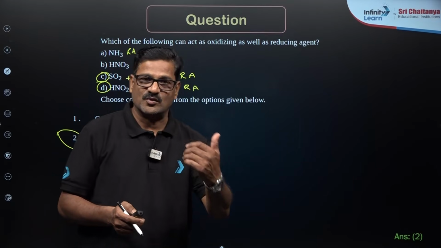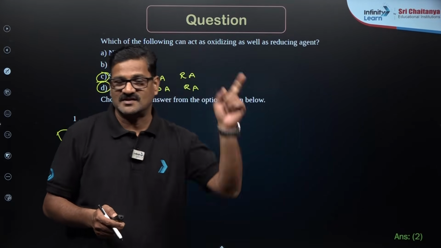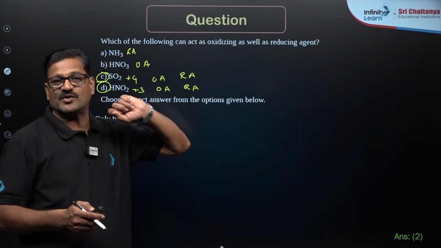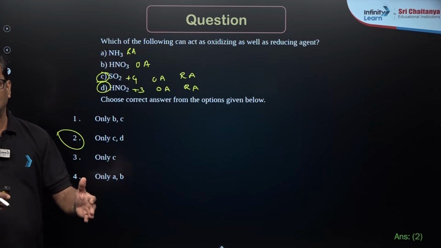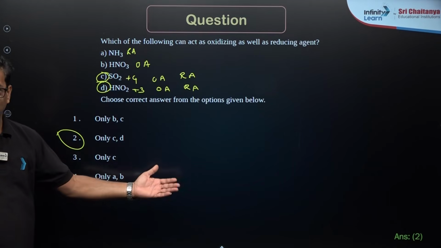An element in its lowest oxidation state can be a reducing agent, a highest oxidation state compound is going to be an oxidizing agent, and an intermediate state can undergo both oxidation as well as reduction.